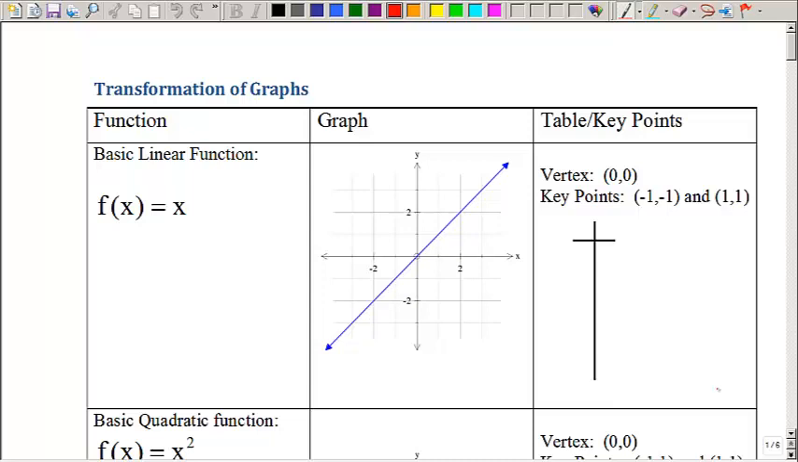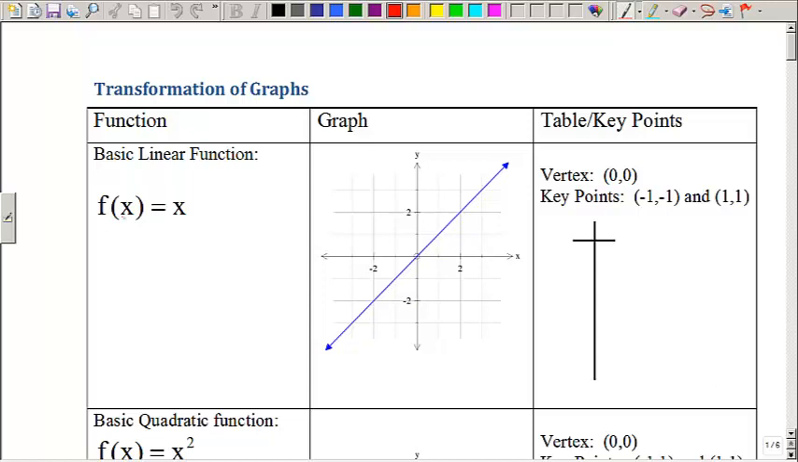The title of today's lesson is Transformations of Graphs. So the first thing we need to do is learn about the 6 basic functions and their graphs, key points, and vertices.